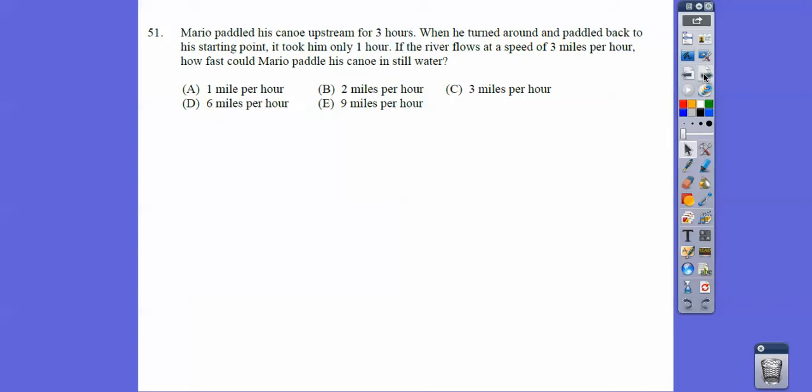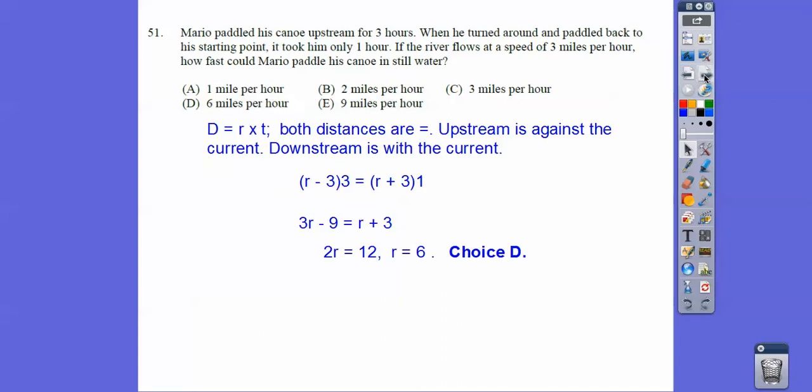Okay. All right. Mario paddles his canoe upstream for 3 hours. When he turns around and paddles back to his starting point, so the distance is the same. He went up and then came back to the same spot. So it took him only 1 hour. So the river flows at 3 miles per hour. How fast can Mario paddle in still water? So I let R equal Mario's rate in still water.